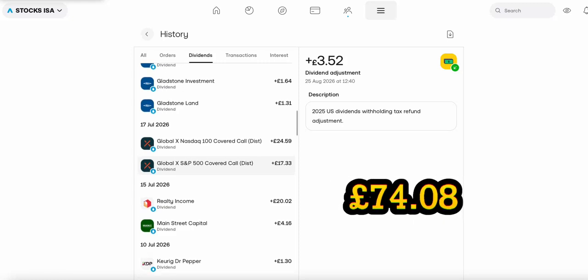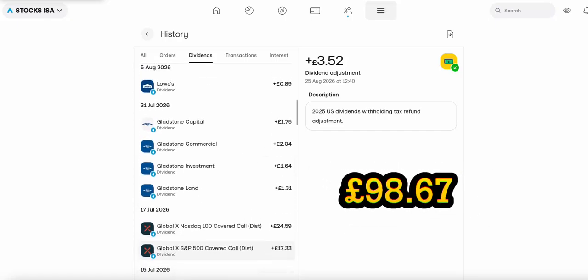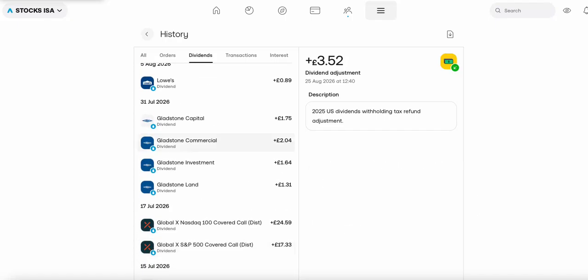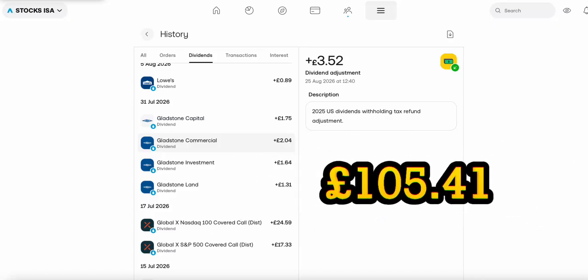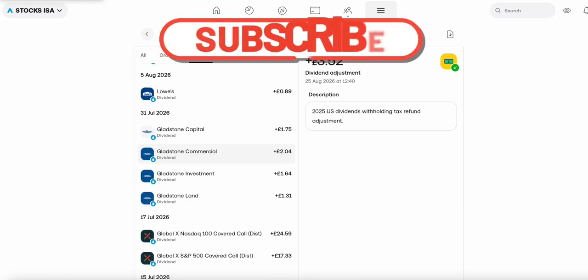Nasdaq 100, £24.59. The 31st, Gladstone paid me £1.31. Gladstone Investment £1.64. Gladstone Commercial £2.04. Gladstone Capital £1.75. That was the last day of the month, and then we move into August, which will be in the next video you will see.